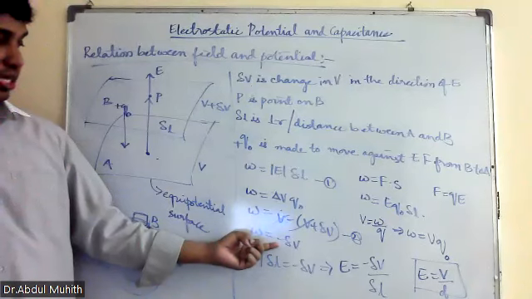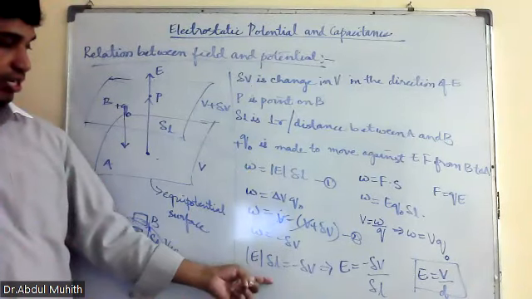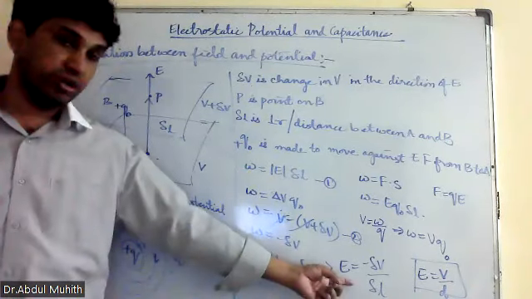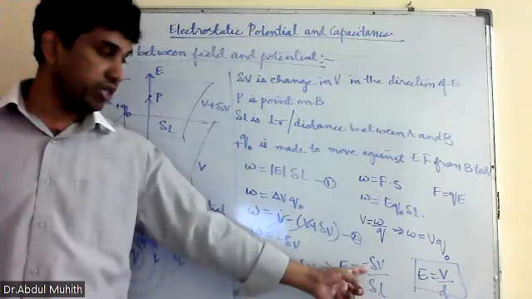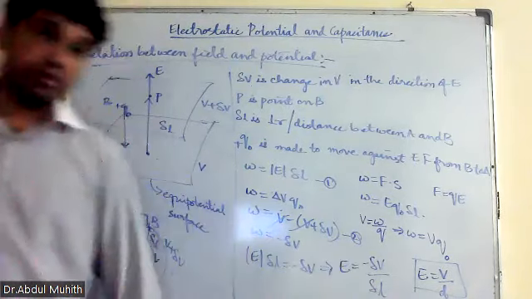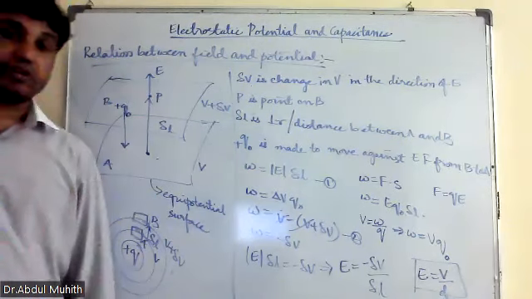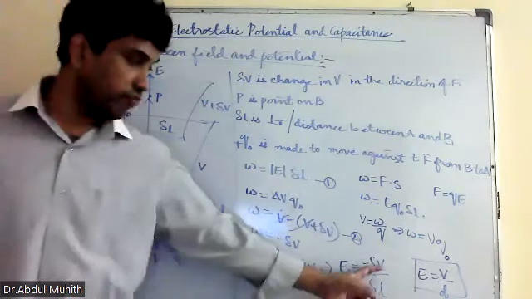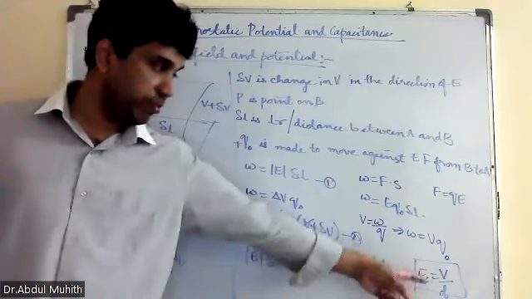We got minus delta V. We are equating this to this one. When we equate both of them and cross multiply, we got this. We are taking only the magnitude for potential, because potential is a scalar quantity, not a vector quantity. So instead of writing V by L, we can also write V by D.